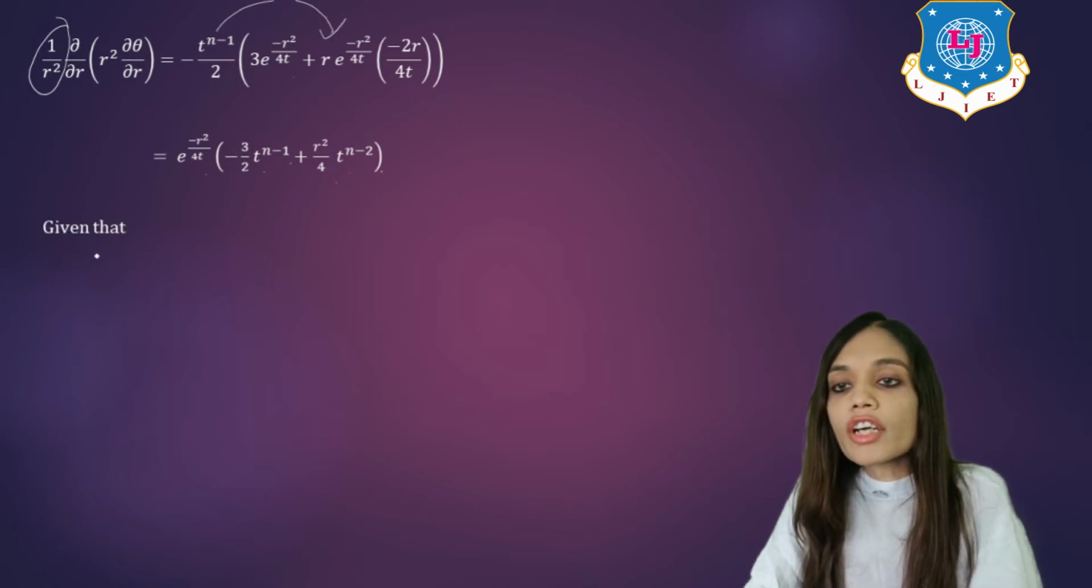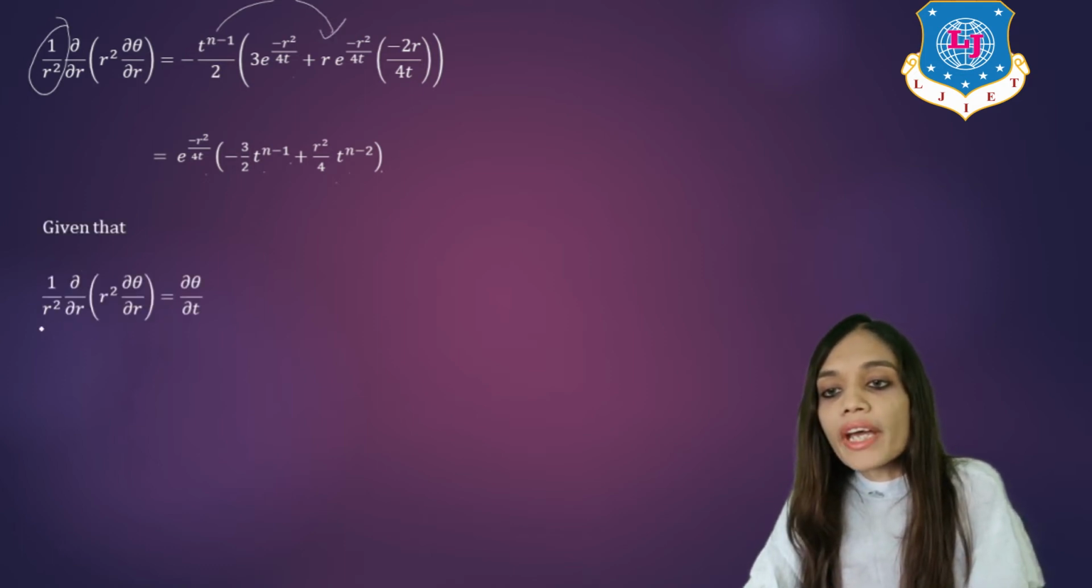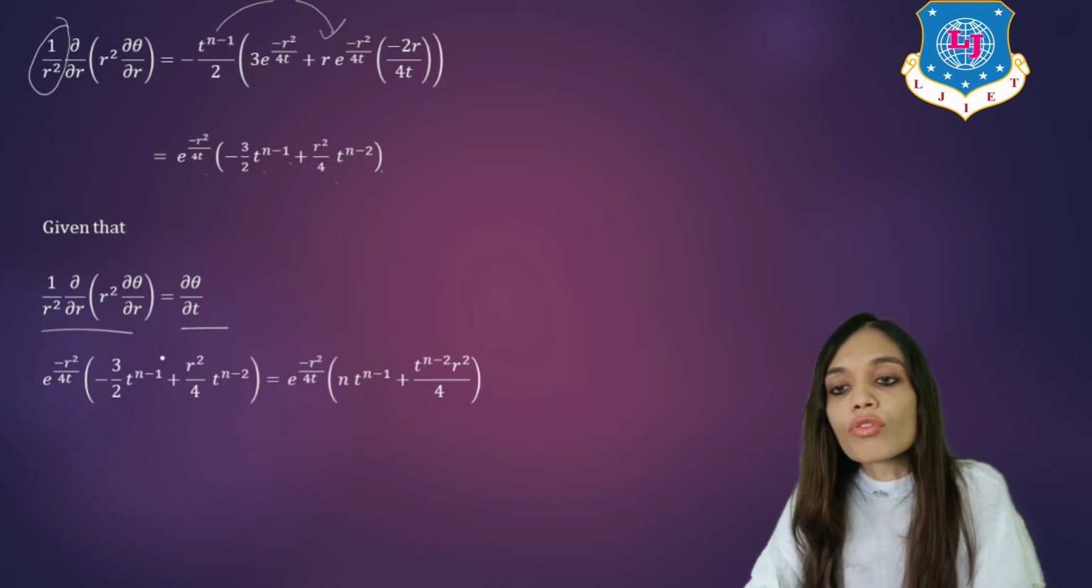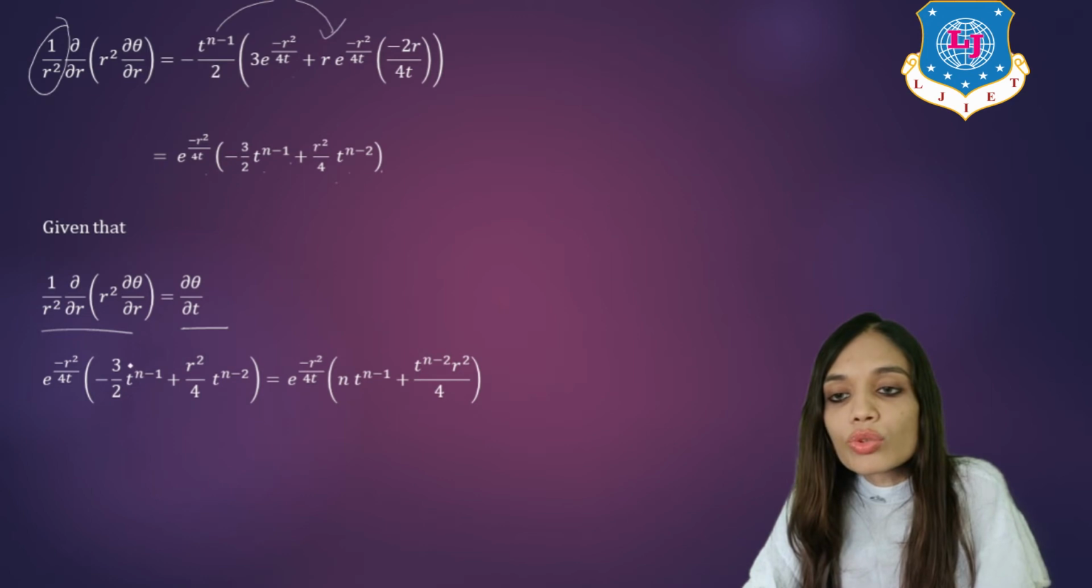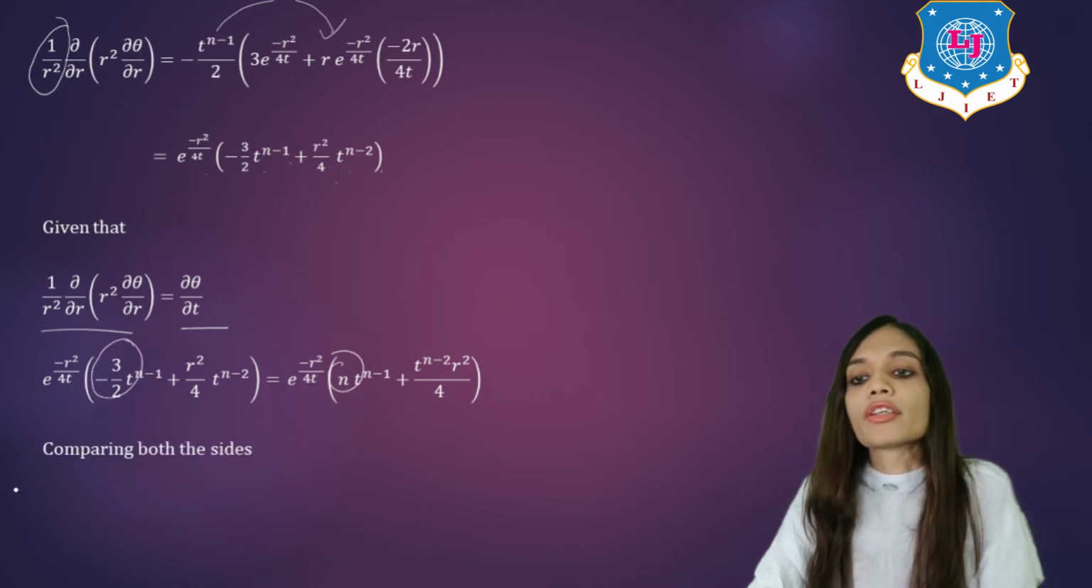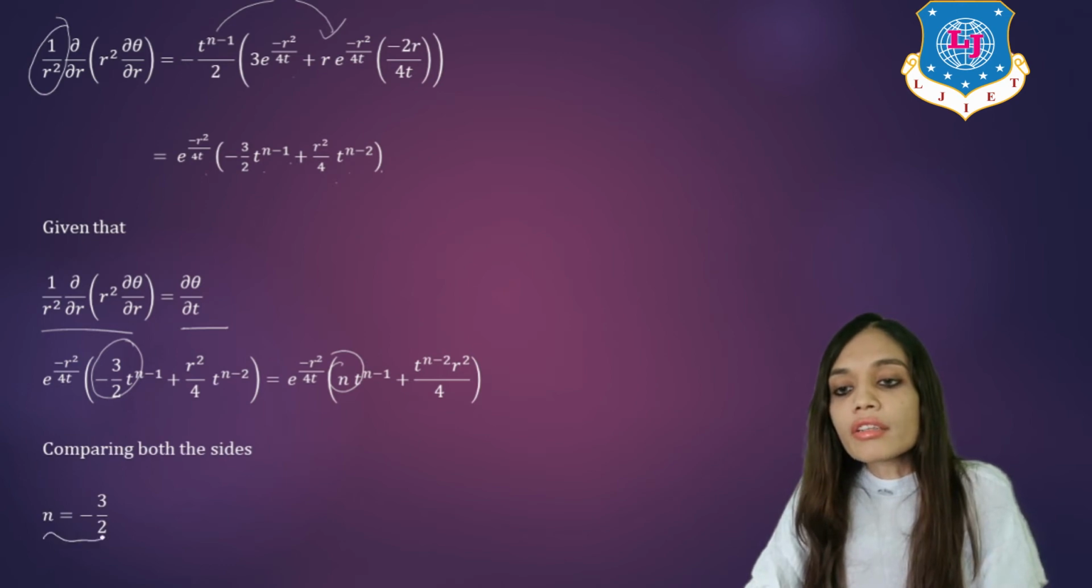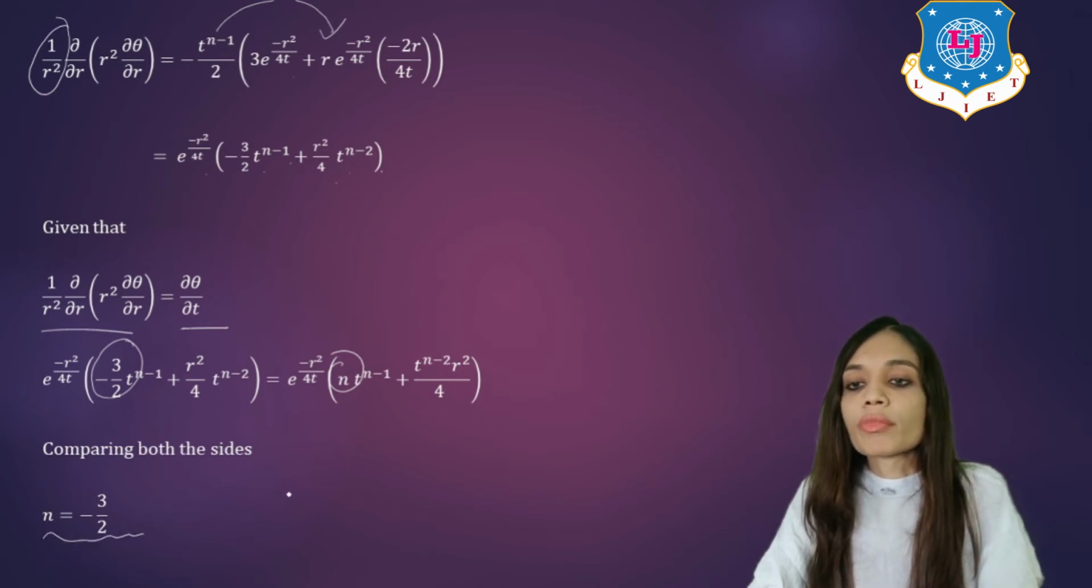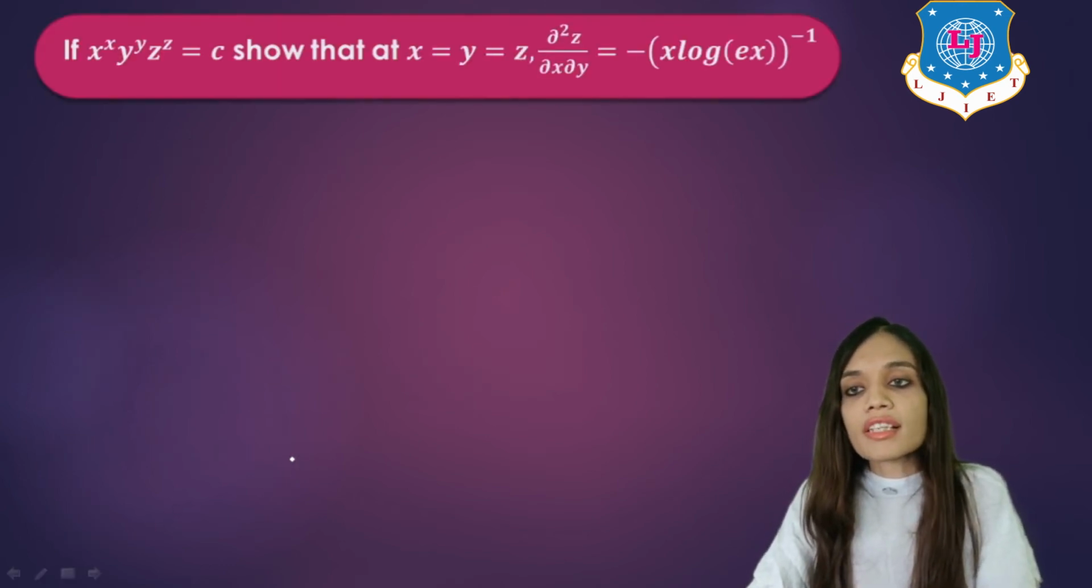So now what we have to do is, we have to compare the LHS and RHS. So on comparing, what you will get? Compare the two terms. You will get n as minus 3 by 2. Right? This is a very important sum. Now let's go to the next example.